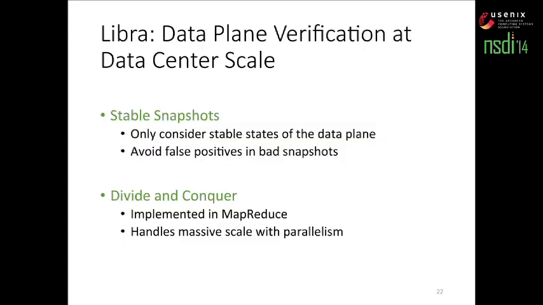So, time to sum up. Here I talk about Libra, which is a large-scale data plane verification tool that can run at data center scale. Libra solves two main problems. One is the stable snapshot problem. It does that by only considering the stable state of the data plane and discarding those shady areas, and then it can avoid false positives in the bad snapshots. The second is that Libra is a divide and conquer algorithm that can be implemented in MapReduce. It handles the massive scale of data center networks by applying parallelism.